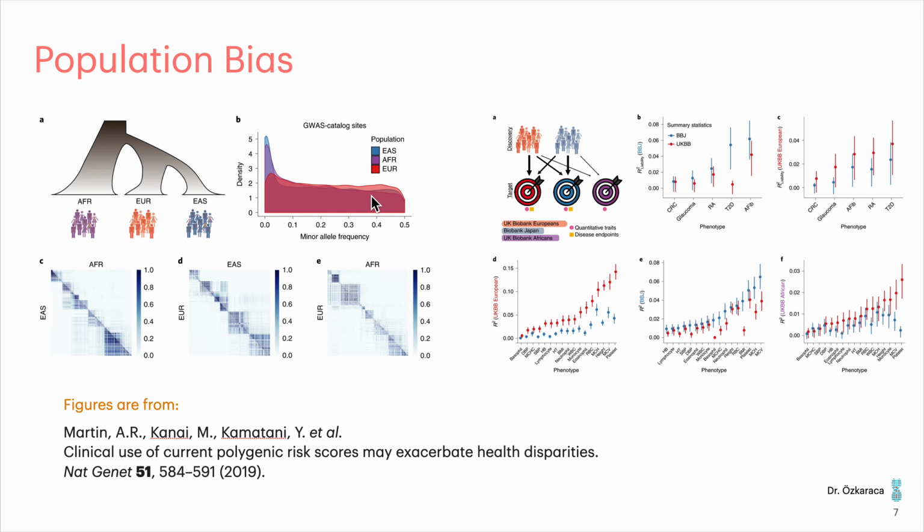And on the right, we see the different minor allele frequencies between populations. And on the bottom, we have C, D, and E plots where they looked into LD pairs between populations.